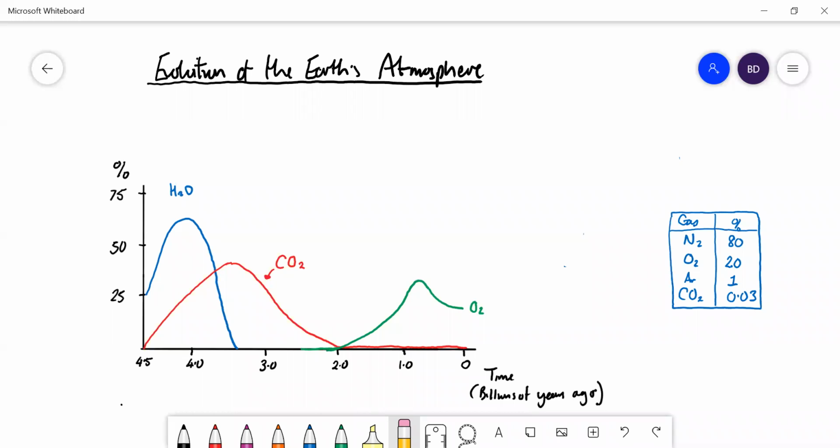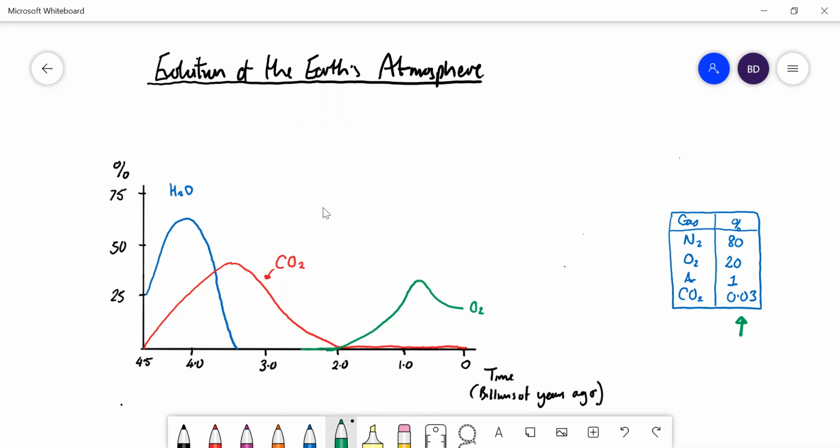Okay, we're going to talk about the evolution of the Earth's atmosphere. If we look over here, you can see the composition of the atmosphere today. We've got about 80% nitrogen, 20% oxygen, and you notice these don't add up to 100 because I'm saying approximately. About 1% argon, a noble gas, and about 0.03% carbon dioxide. And of course, that's rising slightly.